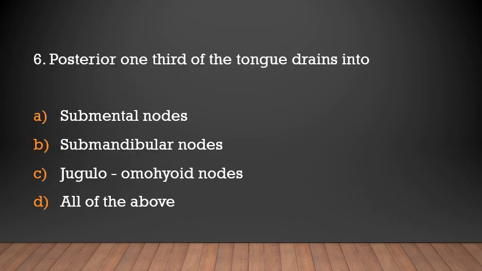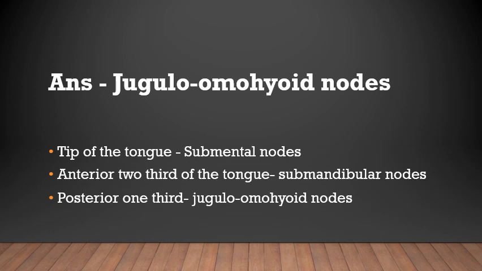Posterior one-third of the tongue drains into submental nodes, submandibular nodes, jugulo-omohyoid nodes, all of the above. Jugulo-omohyoid nodes. Tip of the tongue drains into submental nodes. Then anterior two-third of tongue drains into submandibular nodes. Posterior one-third drains into jugulo-omohyoid nodes.